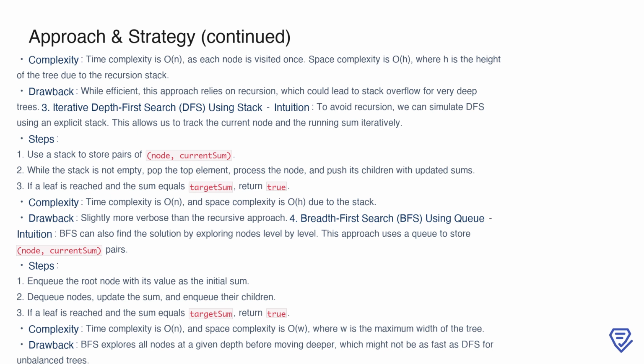In BFS, we enqueue the root node with its value as the initial sum, then explore its children while updating the sums. This approach is particularly useful for balanced trees but may be slower for unbalanced ones, as it explores all nodes at a given depth before moving deeper. The time complexity is O(N), and the space complexity depends on the maximum width of the tree, O(W). However, for deeply unbalanced trees, BFS might explore more nodes than necessary compared to DFS.